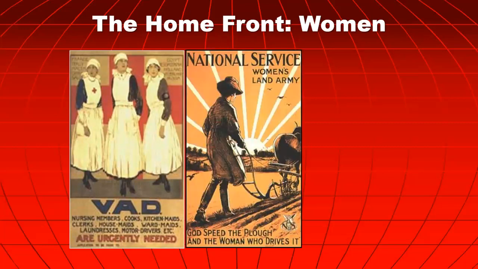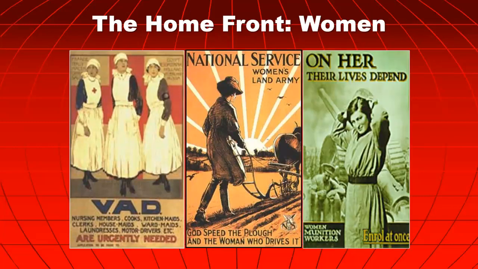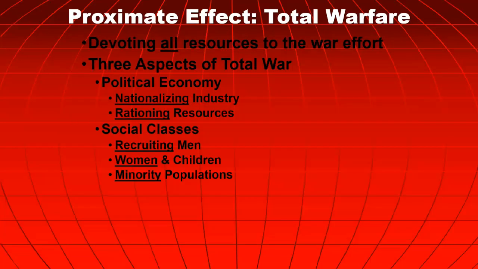But now they're also being called to do things that they might not have before, like, for example, taking over the agricultural responsibility that would have fallen to men that are now serving, or even working in factories, these factories that have been nationalized to produce weapons of the sorts that we just looked at earlier on. So now there's a whole change in the expectation of different members of society, including minority populations.